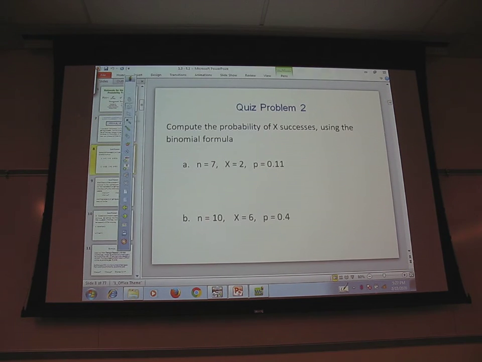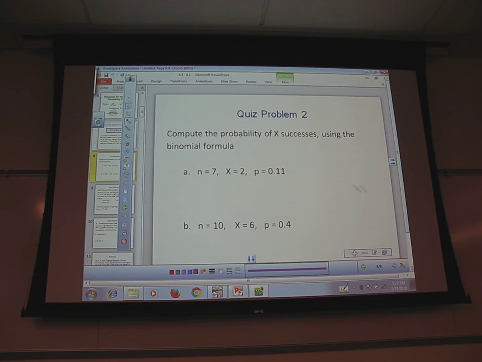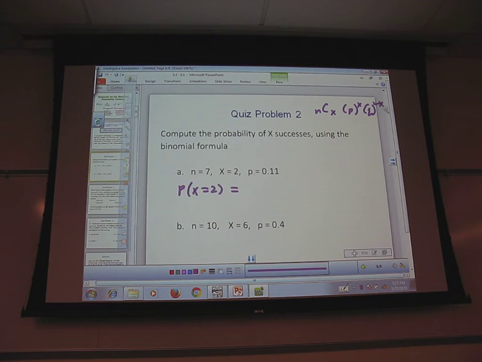And this is your quiz problem number 2. So here, the probability that x is 2 is, let's see, it's n choose x times p to the x times q to the n minus x. So, n is 7, choose x is 2, times p, which is 0.11, to the x, which is 2.